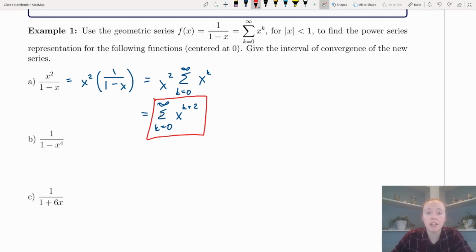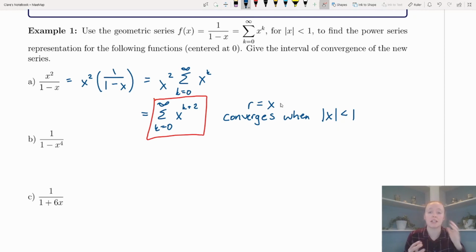X squared over 1 minus x equals the summation from k equals 0 to infinity of x to the k plus 2. But we have to give an interval of convergence because this is only true when our series converges. And we did not manipulate our r value from above, so this is still going to converge when our absolute value of x is less than 1. So as long as x is between -1 and 1, our series is converging, because our r value in this geometric series is equal to x, and r converges between -1 and 1, so the series will converge when x is between -1 and 1.